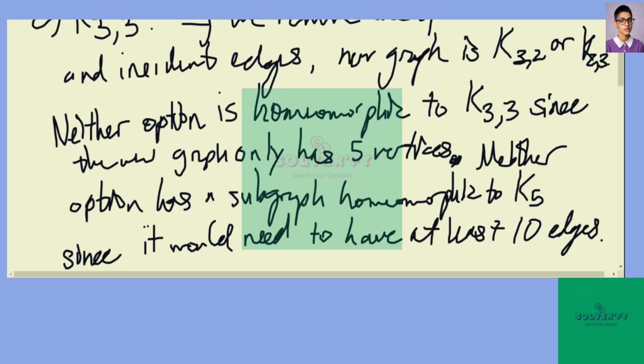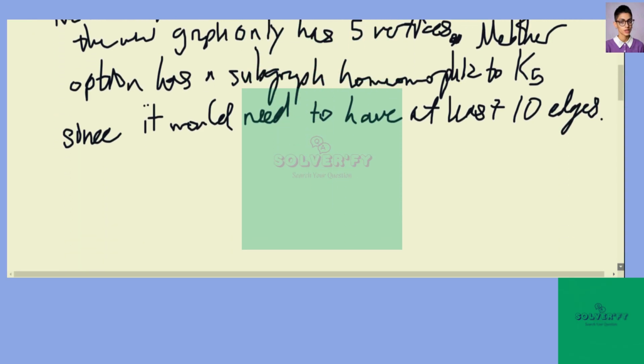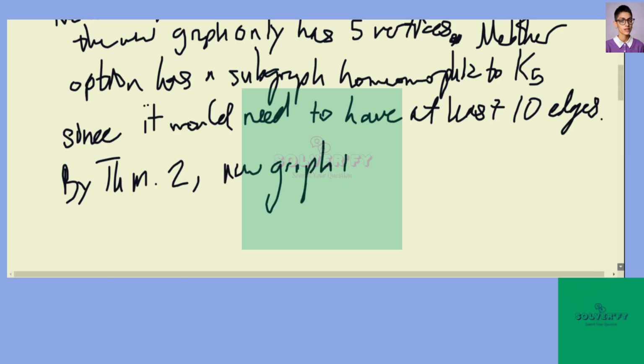And if we remove the vertex with its edges, now we're removing 3 edges. The total number of edges to begin with is only 9, so that's now 6 edges total. And therefore, by theorem 2, it follows that the new graph is a planar graph.